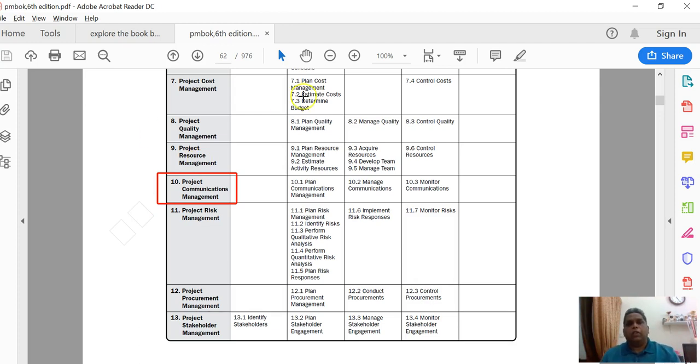Now, that's a significant amount of work that a PM does on communications. Now, that's 90% of a project manager's work.